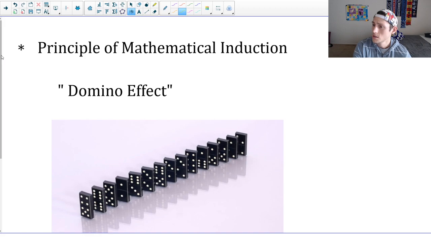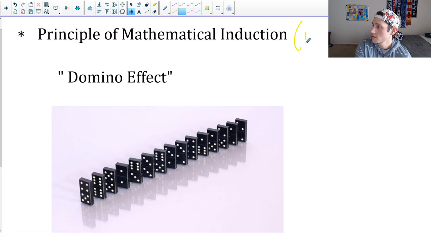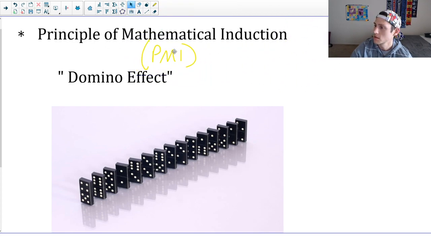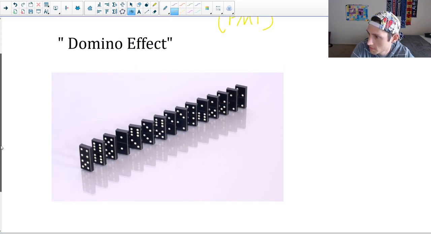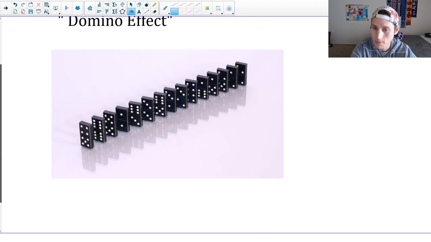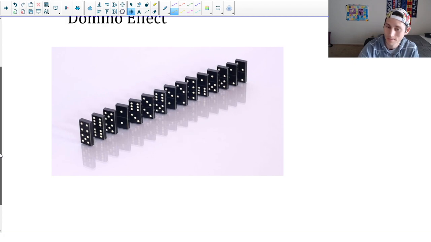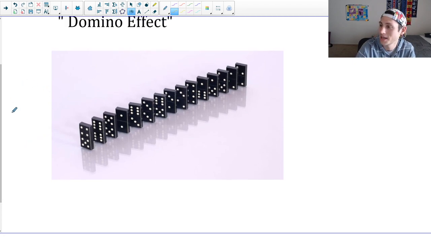So we have what's called the principle of mathematical induction. We'll also probably call that PMI because it's kind of a hassle to write principle of mathematical induction. This can be referred to as the domino effect. So here are basically the steps that happen whenever we do mathematical induction. I'm going to explain this via dominoes, and then we'll explain how it applies to math.